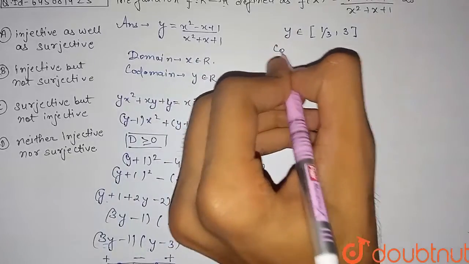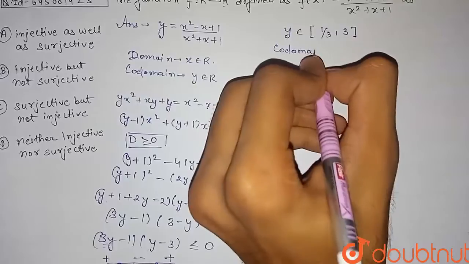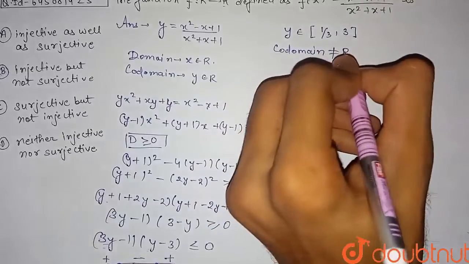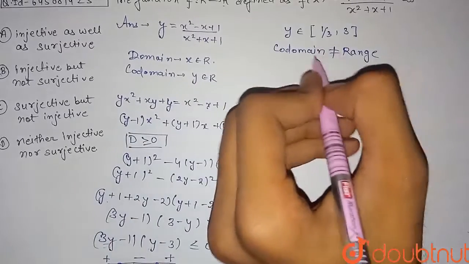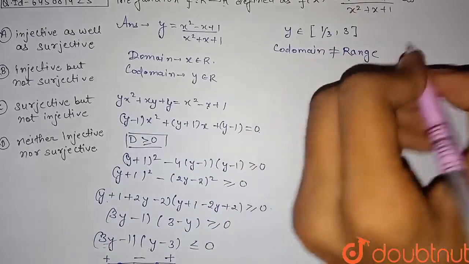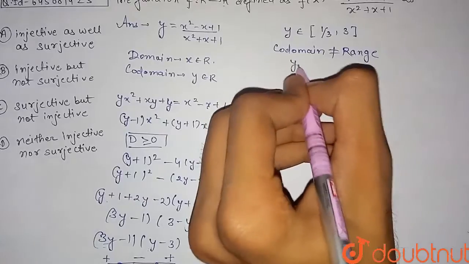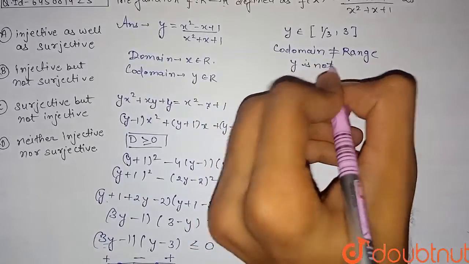So codomain is not equal to the range of the function, because codomain is y belongs to R, and the range of the function is this. So from here we can say that f(x) is not surjective.